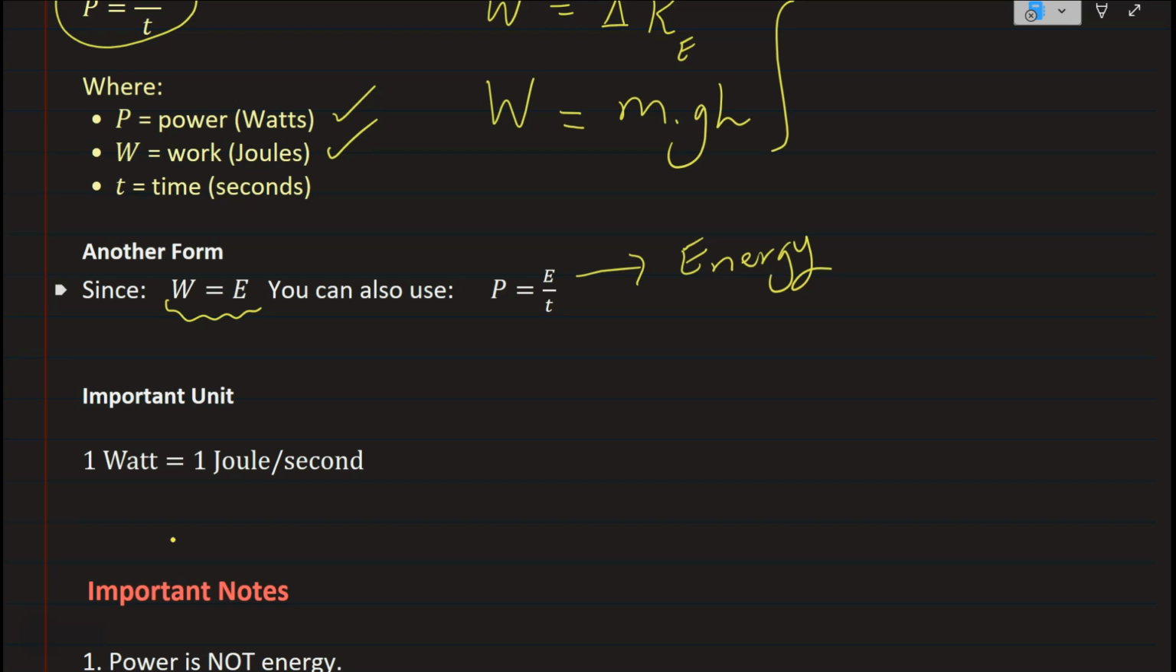Now, what is 1 watt? This is the unit of power. 1 watt, because it's a rate, is the energy transferred of 1 joule per second. That's what that is. So 1 joule of energy is transferred in 1 second. That's called 1 watt. And the watt is very small, so kilowatt or megawatt is what we use often.